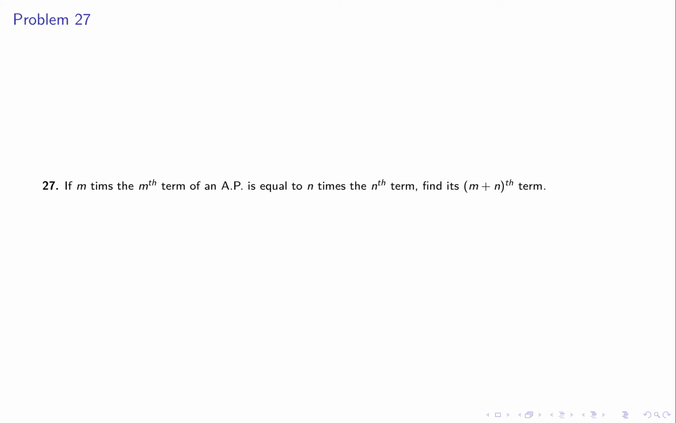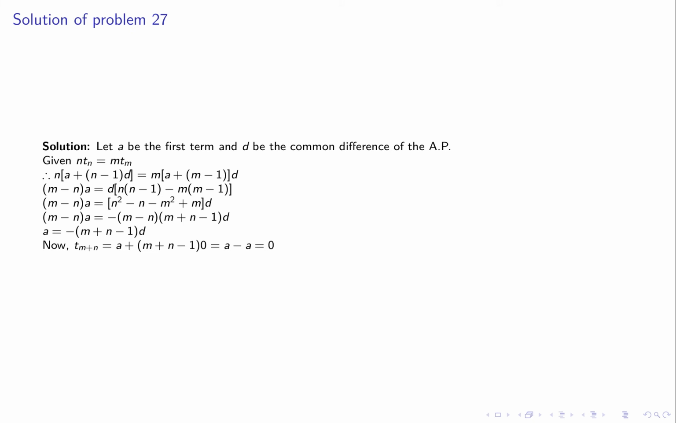Now the 27th problem says that if m times the mth term of an AP is equal to n times the nth term, find the (m plus n)th term. So this is a different kind of problem, and let's see how we solve that. We assume that a is the first term and d is the common difference as usual. So given that n into Tn is equal to m into Tm.